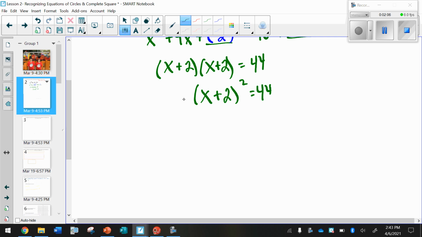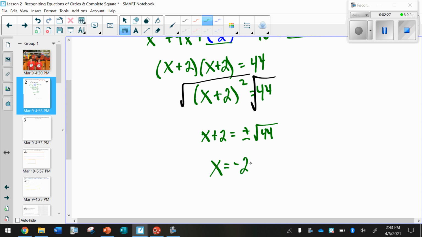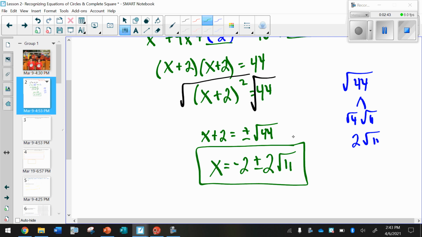Then we're going to square root both sides. Then we have x plus 2 equals plus or minus radical 44. We can either simplify the radical 44 right now or wait till we bring over the 2. I'm just going to wait till I bring the 2 over. So I'm going to subtract 2 from both sides, plus or minus. And then the square root of 44 simplifies into 4 times 11, which would be 2 radical 11. And that's our solution using the process of completing the square.